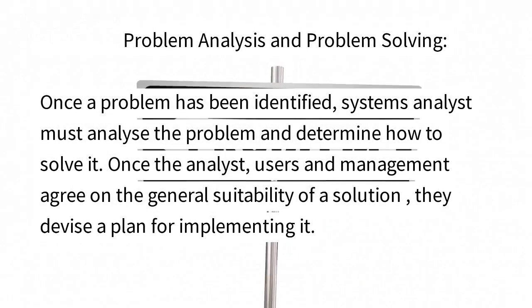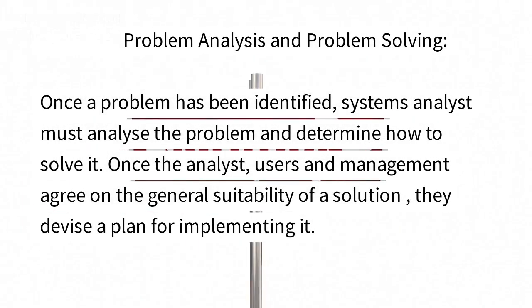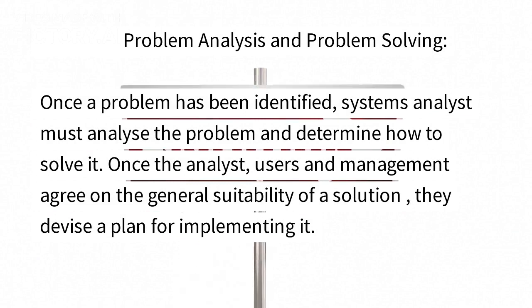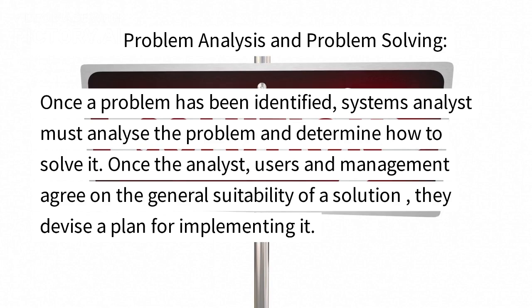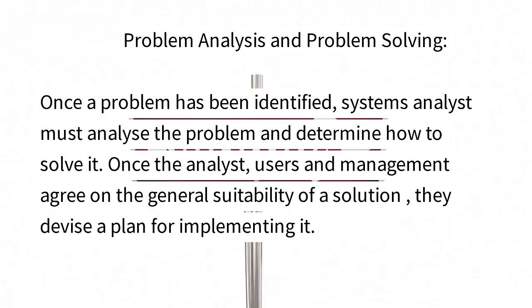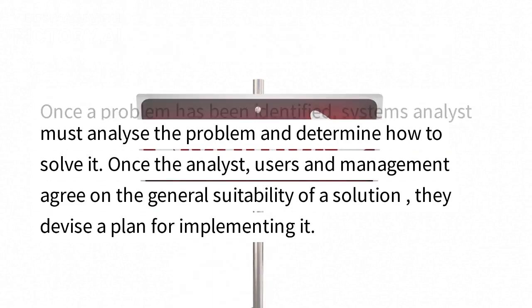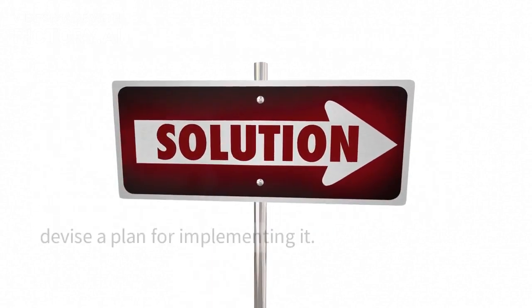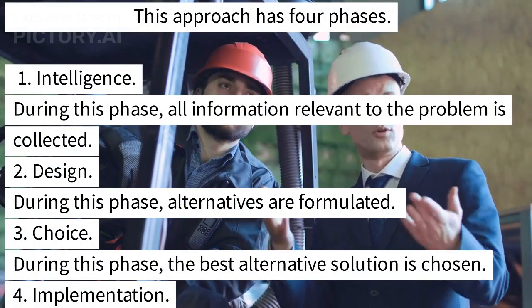Problem analysis and problem solving. Once a problem has been identified, the systems analyst must analyze the problem and determine how to solve it. Once the analyst, users and management agree on the general suitability of a solution, they devise a plan for implementing it. This approach has 4 phases.